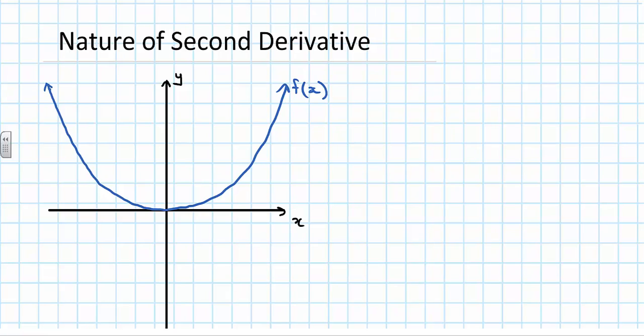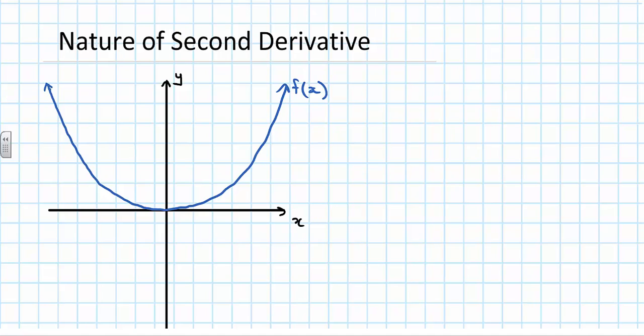So we're looking at the nature of the second derivative. We've already been introduced to the concept of the second derivative. So now I'm going to explore how this is useful and what it really is representing in terms of our Cartesian plane and graphs.